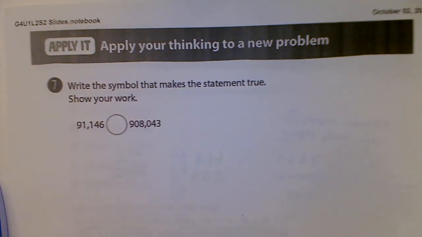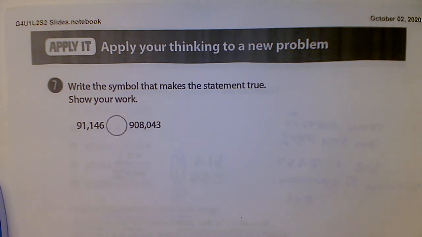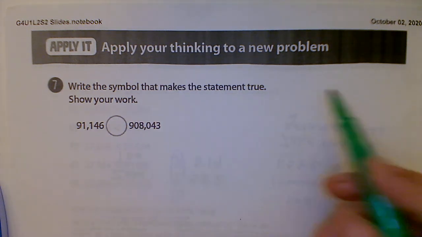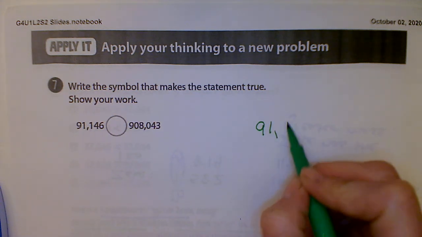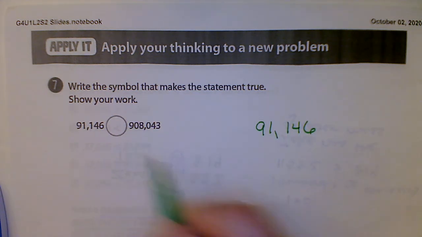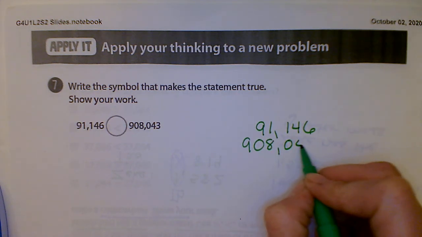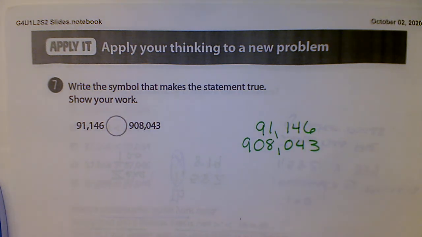So here it says, write the symbol that makes the statement true. Show your work. Please, please, please. I mean, this one's pretty easy, but you should still do the work. Stack them and show your work. So I'm going to take that one, 91,146. And now I have 908,043. If you always go through the process, you're not going to make a silly mistake.